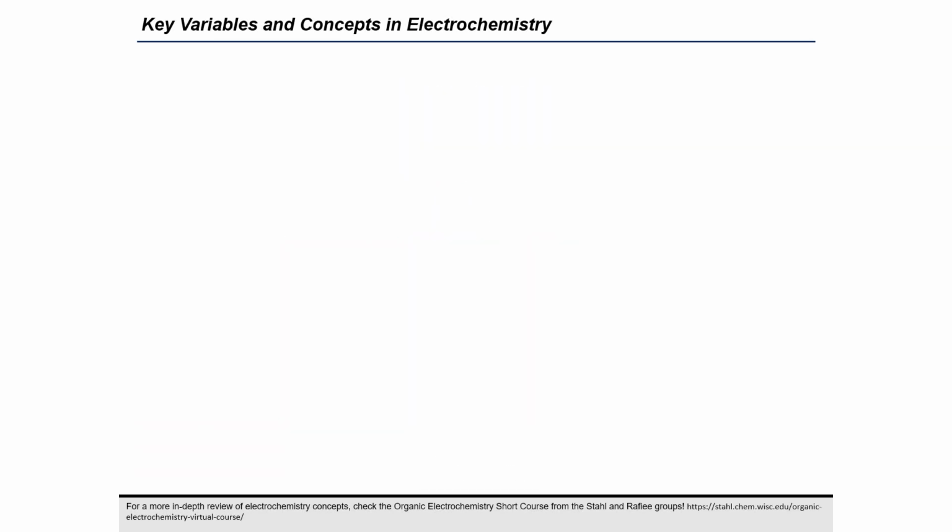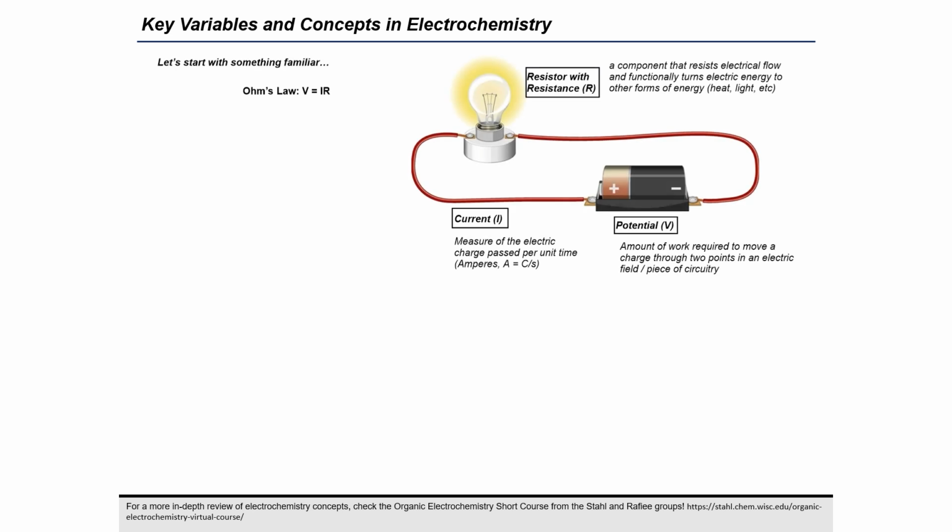Okay, we all had to take physics in order to be chem majors in college, so let's take a trip back to that painful time in our lives and revisit something called Ohm's law. So Ohm's law states that the observed voltage in a circuit is directly proportional to its current and resistance through that circuit. Current is simply just a measure of the amount of electric charge passed per unit time, which we'll just call amps, and potential or voltage is a measure of the amount of work required to move that charge through an electric field or a piece of circuitry.